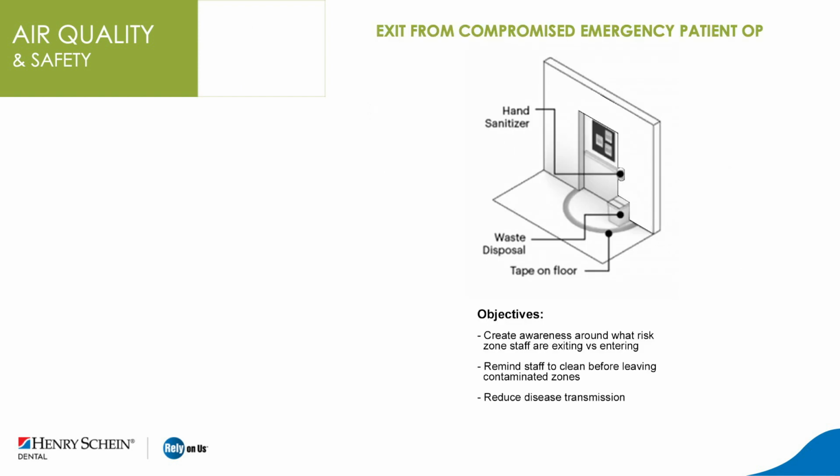When the team is exiting from the compromised emergency patient op, that is to say the negative pressure op, I'm going to suggest a couple of things on the operatory side of the door. One is hand sanitizer, and the other one is a waste disposal unit. And perhaps some tape on the floor to show that we're leaving a highly contaminated area.